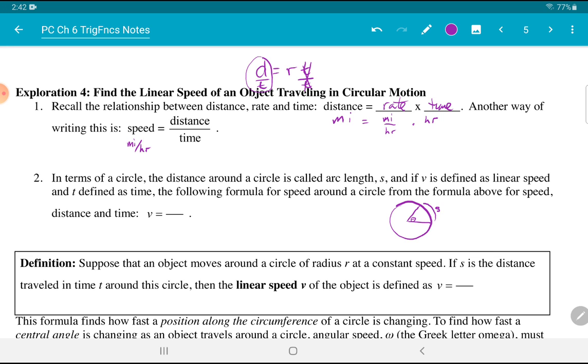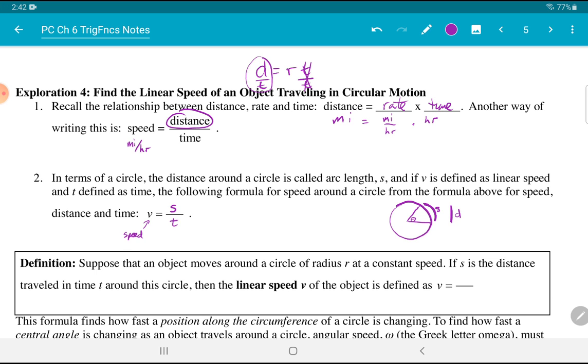Therefore, if we want to find the speed around a circle, we need to use this curved distance rather than a straight distance. A straight distance would be the value of D, so we're going to have to use that value of S instead. With the same formula as above, we just change that distance into a curved distance, the arc length. So S is divided by time to give us how fast we're going. V represents the speed.